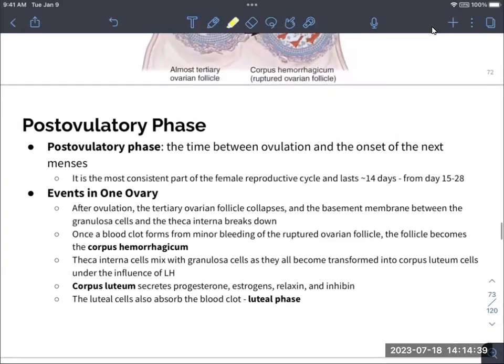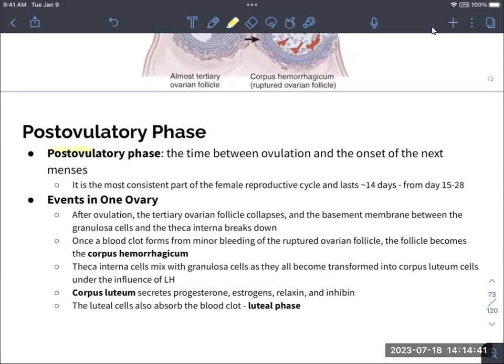This post-ovulatory phase. So this is between ovulation and the onset of the next menses. So it's from about day 15 to 28. So at the ovary, after that ovulation, what is left is that corpus luteum.